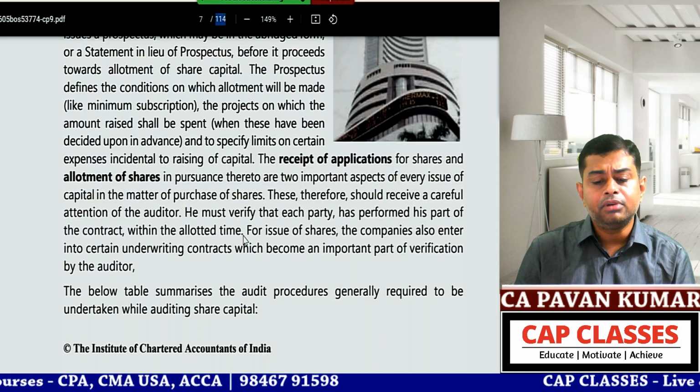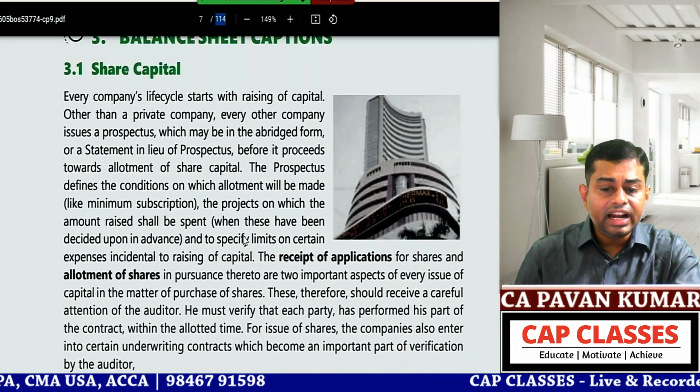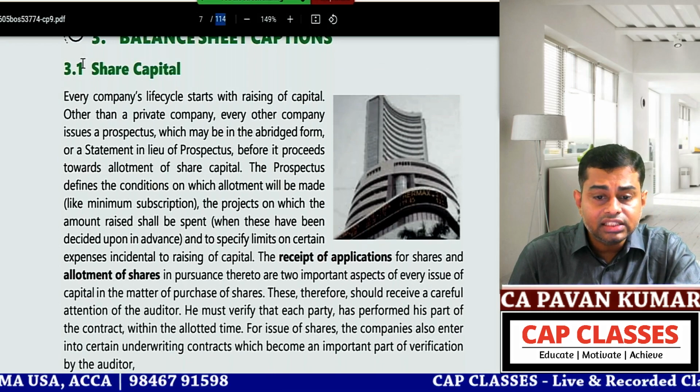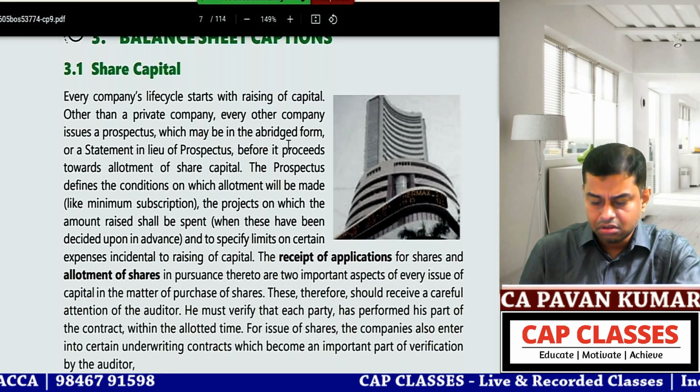So we'll take some examples. You are reading share capital, okay? Where is it? It is on page number 7. Share capital is on page number 7. Okay, so look at this.